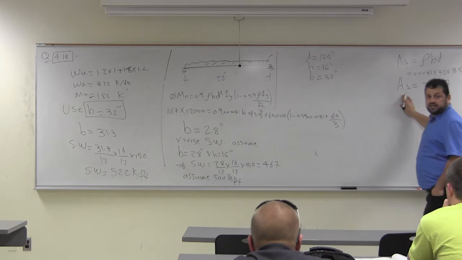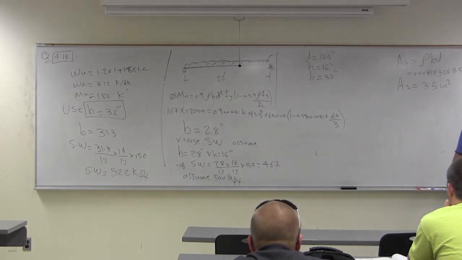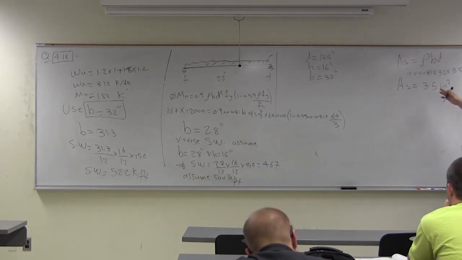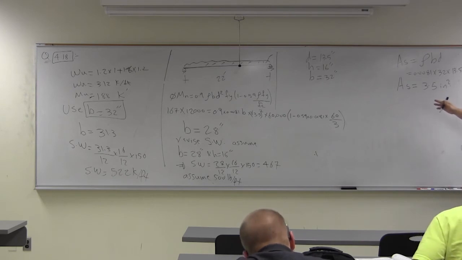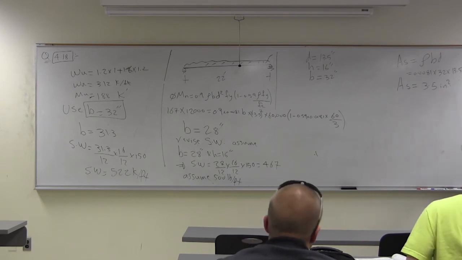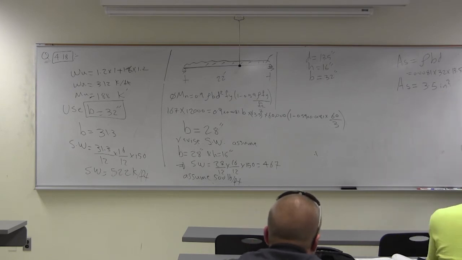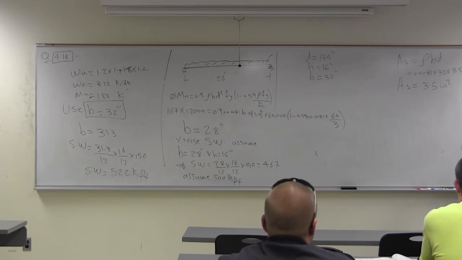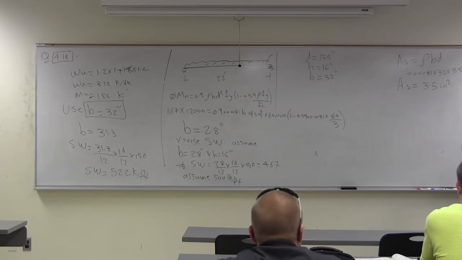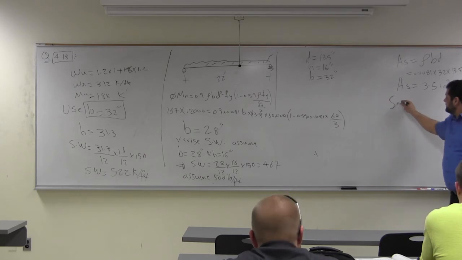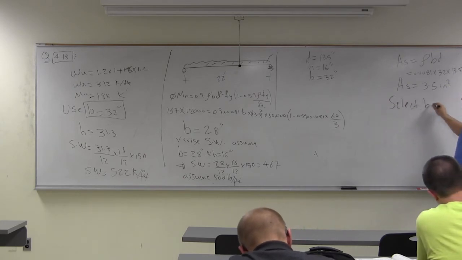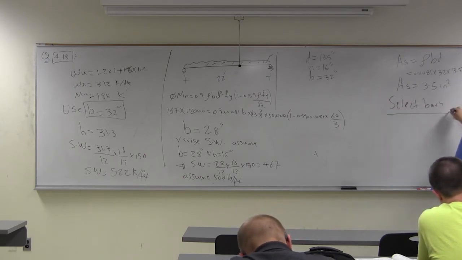Now, is this a final design? If he's asking you to calculate AS, that's the end of the question. That's the end of the story. But that's not a design. You tell a guy in the field, use 3.5 inches square. He'll tell you, how many bars? No, it's 3.5. How many bars? What bar size? Select bars.